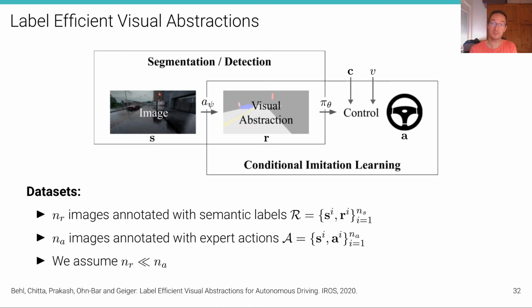Now, of course, it's much cheaper to get the labels for the action data set compared to the labels for the semantic data set. So we assume that there is much more data points available for the action data set compared to the representation data set.